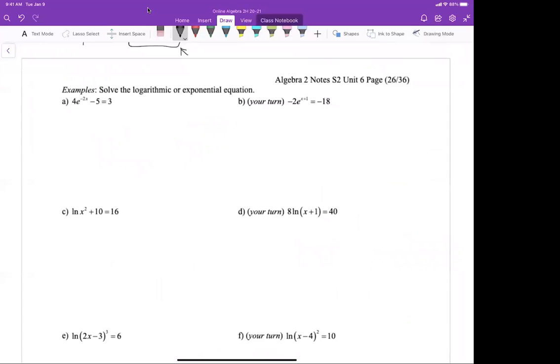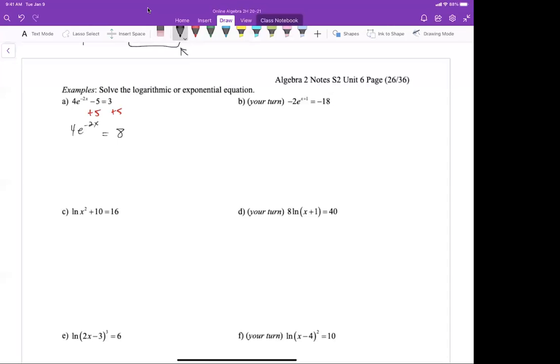Okay, here we go. We are to solve the logarithmic or exponential equation. So I need to find the value of x that makes this equation true. I have on the left-hand side e to the negative 2x that I want to get by itself. And so I'm going to start by adding 5 to both sides of the equation, and I get 4 times e to the negative 2x equals 8.